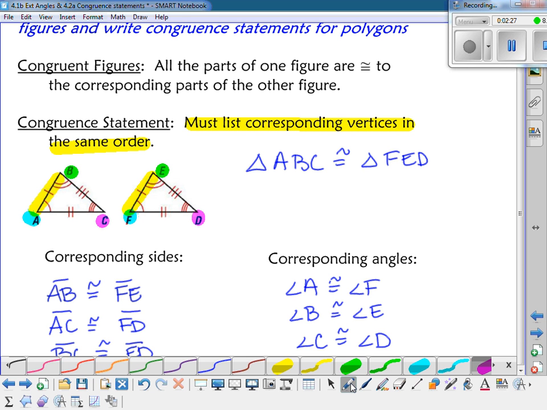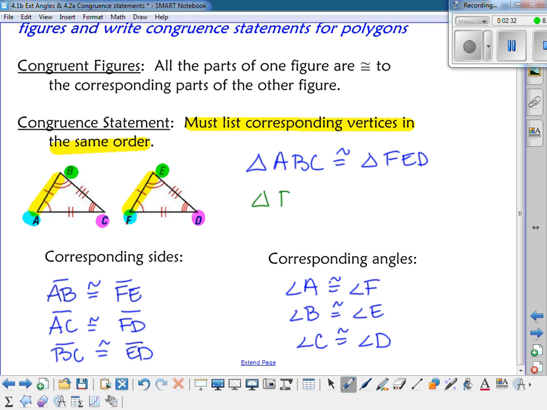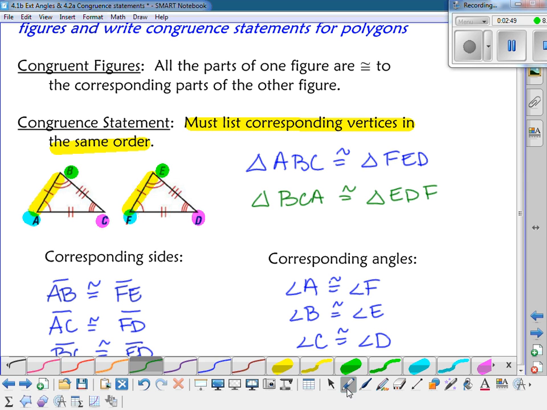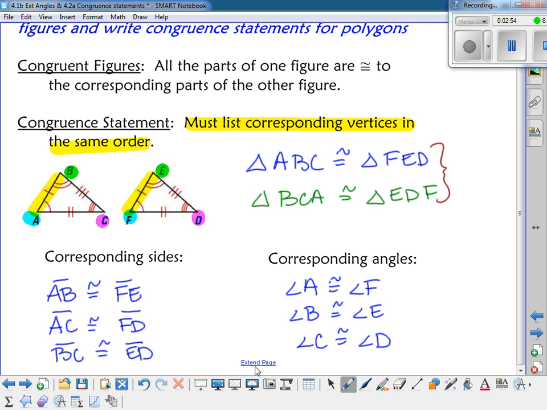So now I don't have to call that triangle ABC. I could call it triangle BCA. And if I did that, I would have to say triangle BCA is congruent to triangle EDF, because again, B goes with E, C goes with D, A goes with F. And so when you see a problem on your assignment that asks for a congruence statement, that's what these are. These are congruence statements right here for the figures.